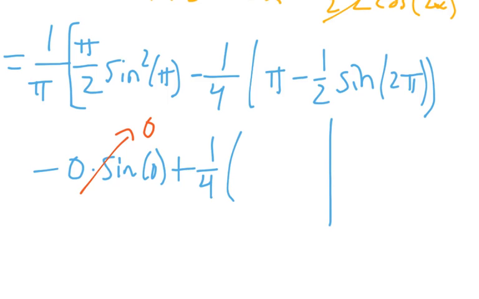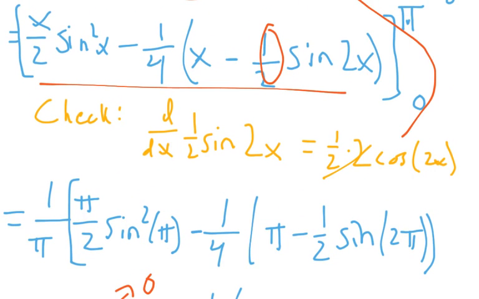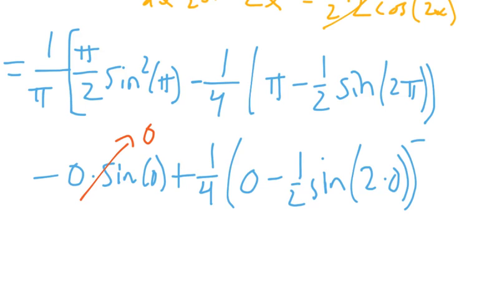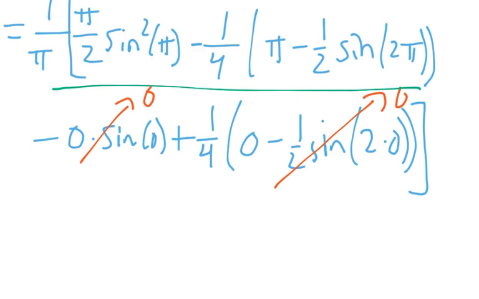And this is just going to be, we're going to be plugging in our 0 here for x. So we have 0 minus 1/2 sine of 2 times 0, but of course that's also 0. So all we have left is this stuff. Now we can simplify this a little bit. Let's simplify this a little bit.